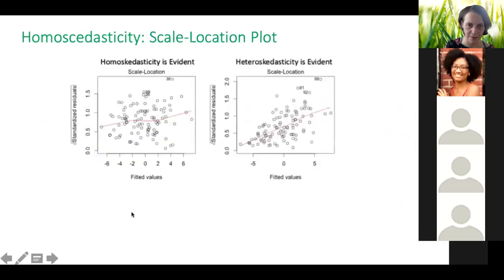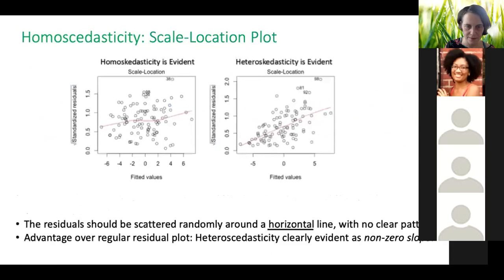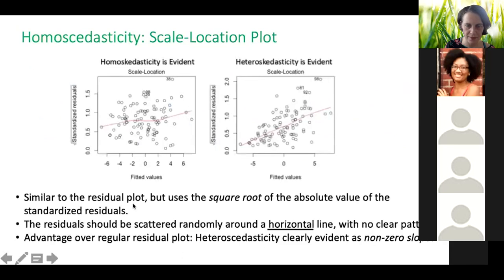Let me actually check whether there's... Okay, so that is just a comment, and that's something that R gives you when you use the plot function in combination with your fitted model. It gives you something called a scale location plot. The scale location plot is very similar to the residual plot. The only difference is that it uses the square root of the absolute value of the standardized residuals, right? So rather than the standardized residuals themselves, it uses the square root of the absolute values.